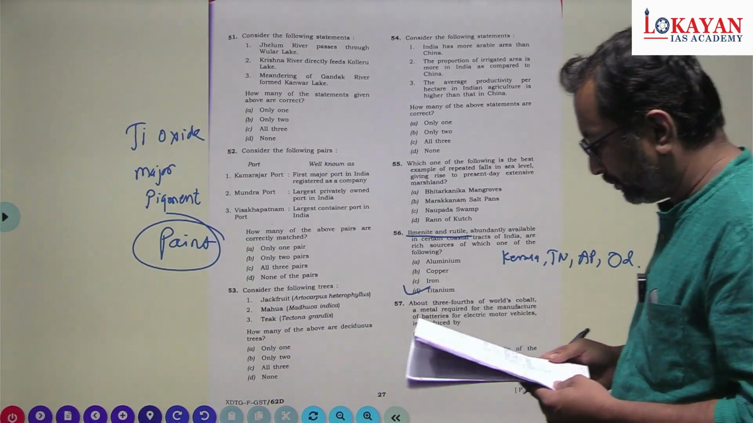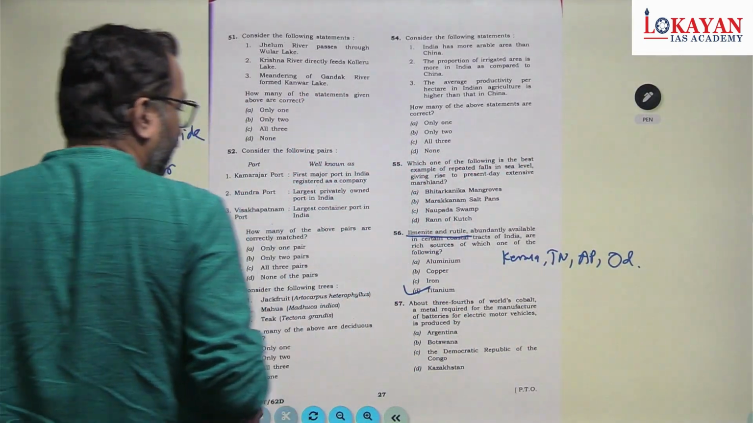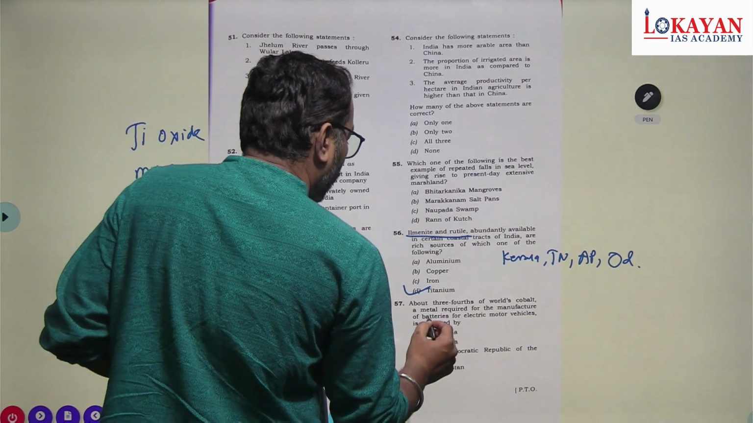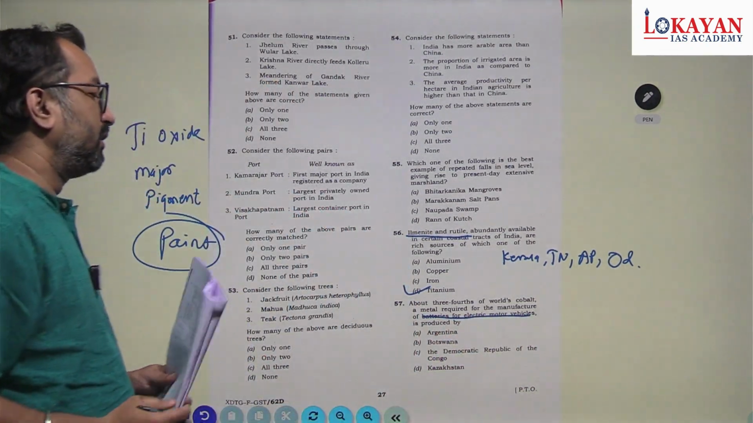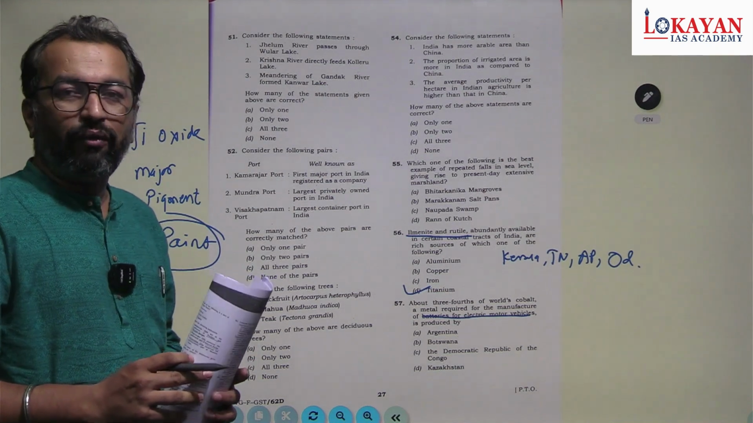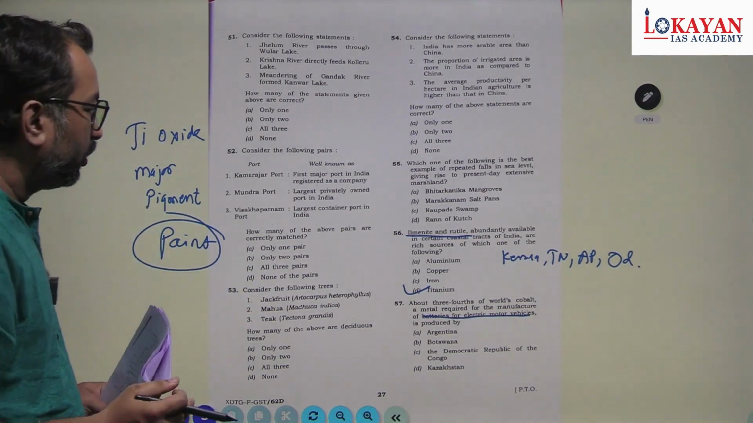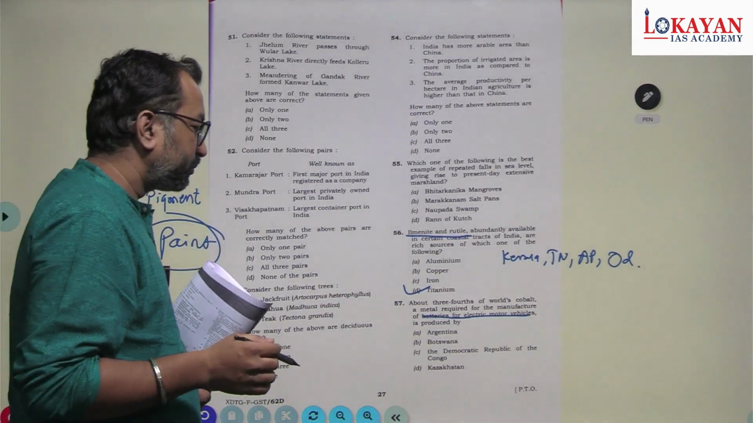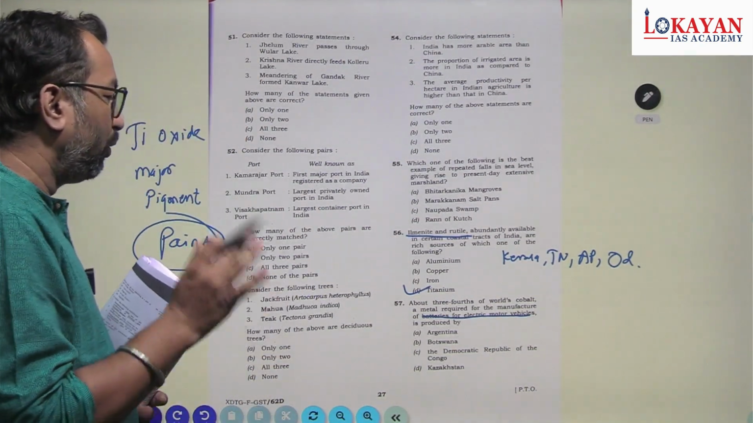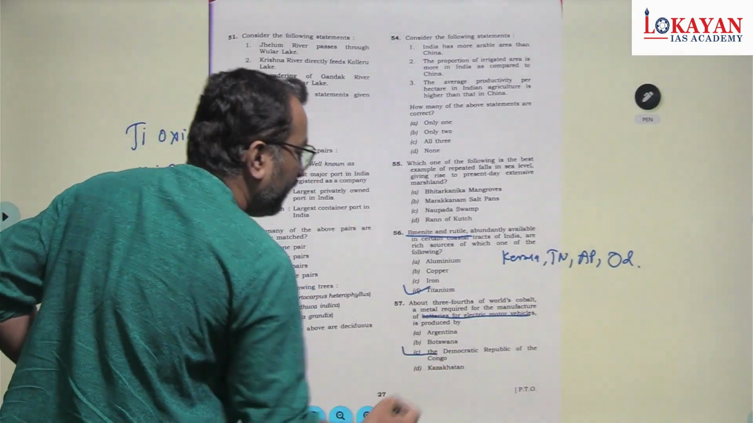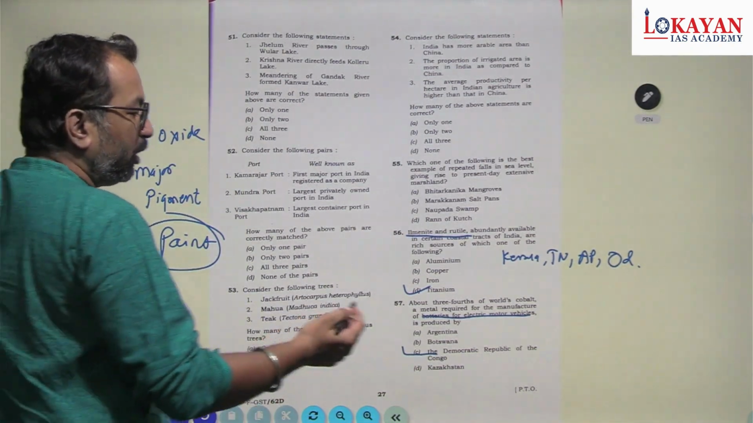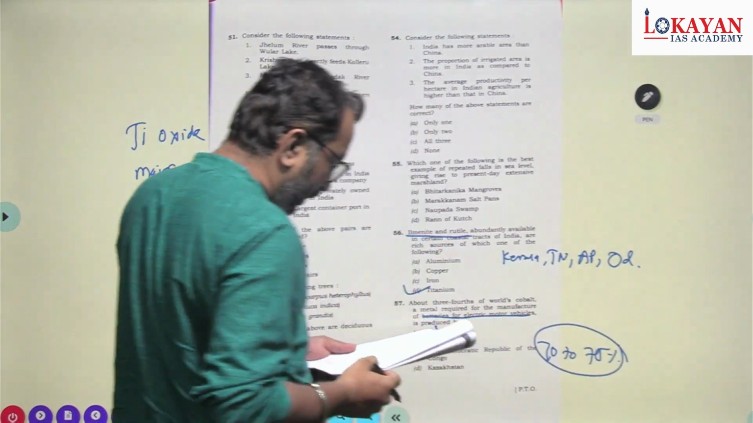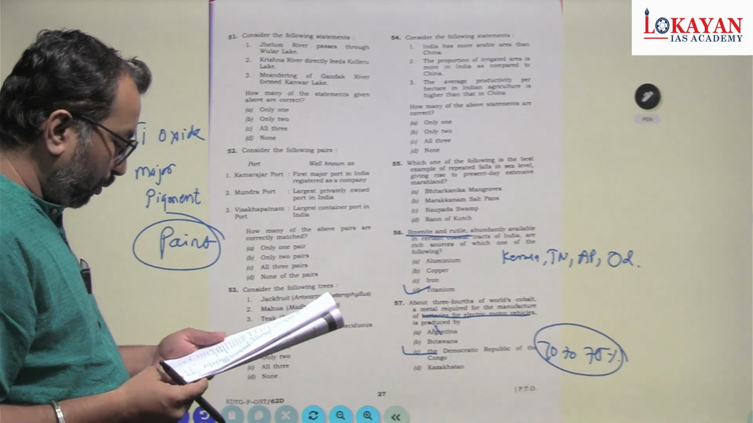Question number 57, again a direct question. About 3/4 of the world's cobalt, a metal required for the manufacture of batteries for electric vehicles. Now electric vehicles are in the news every day, so they have asked a question on the periphery of that area. About 3/4 of the world's cobalt, around 70 to 75%, is found in the Democratic Republic of Congo.